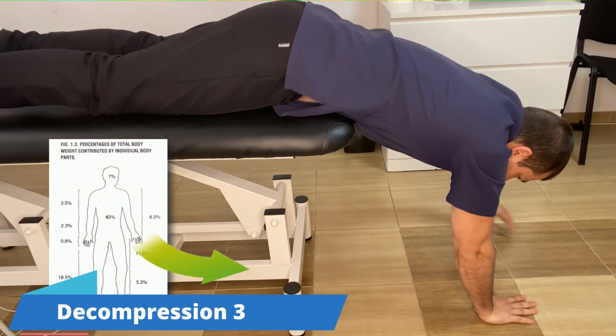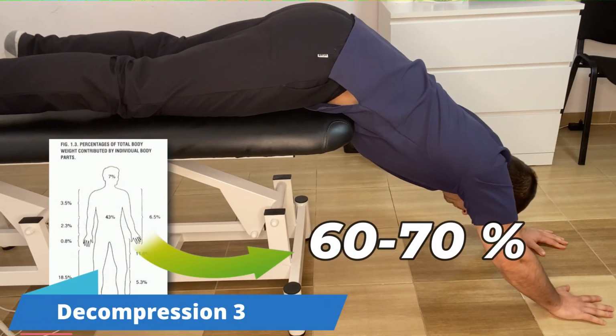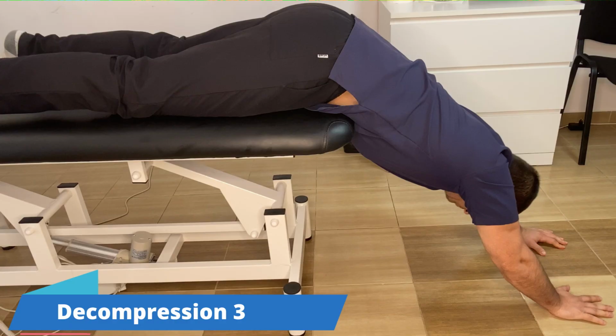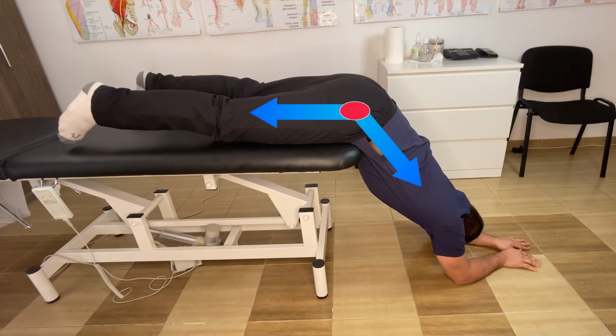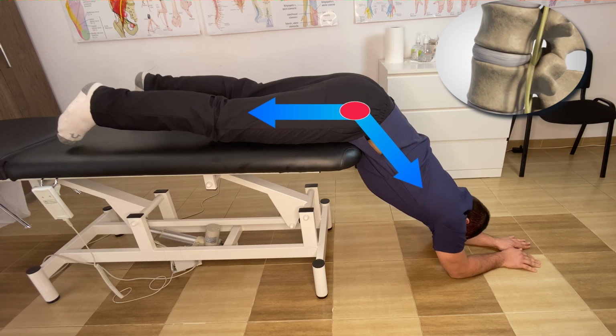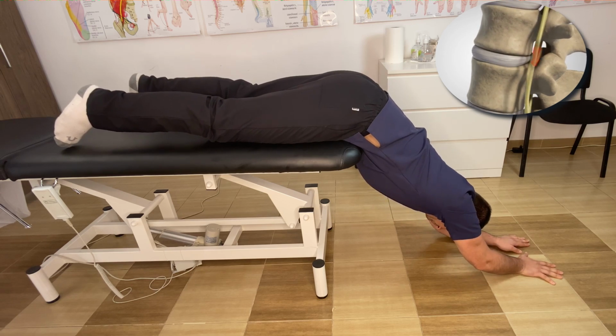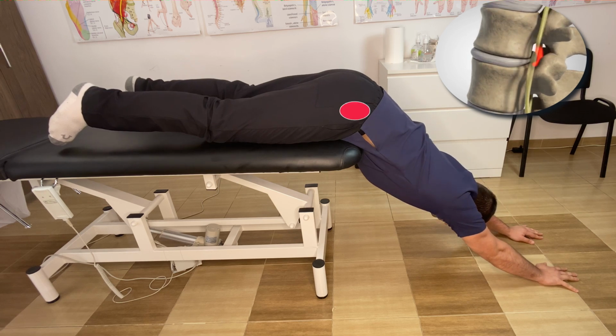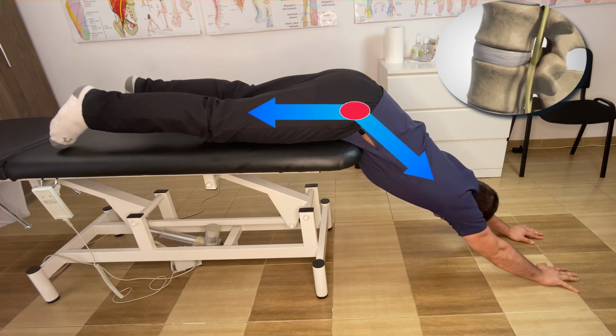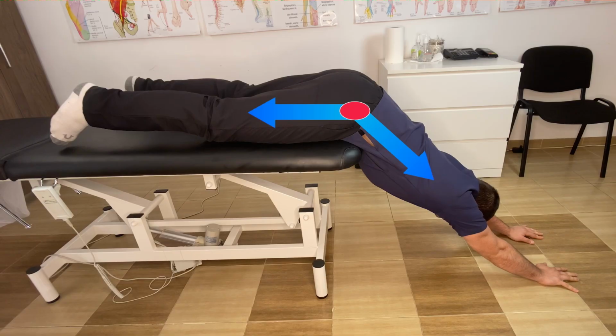This position is highly effective because it uses 60 to 70% of your body weight to create traction. By hanging off the edge of a table, bed, or sofa, gravity pulls your body downward while your pelvis stays securely stabilized on the surface. This natural pull helps to decompress the discs, providing relief and promoting better alignment.